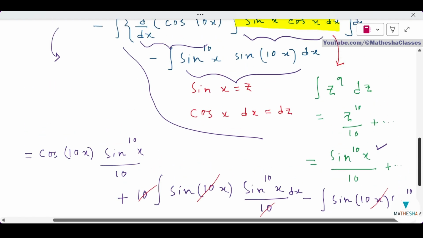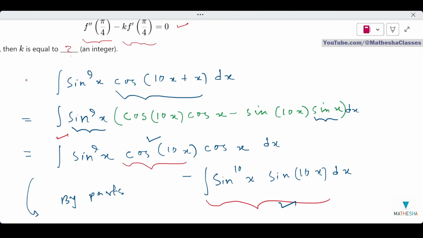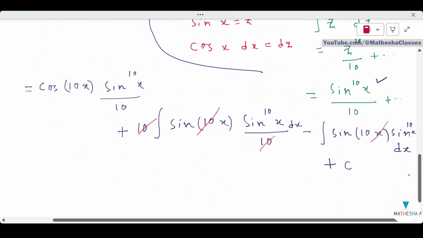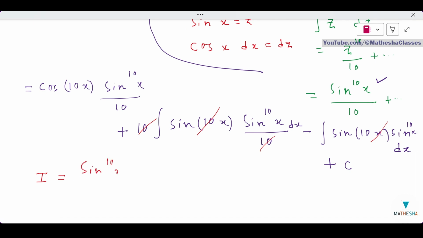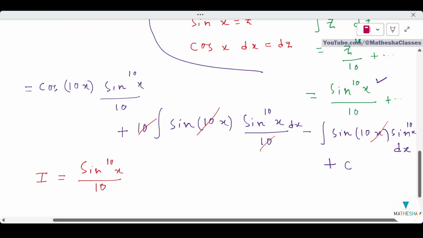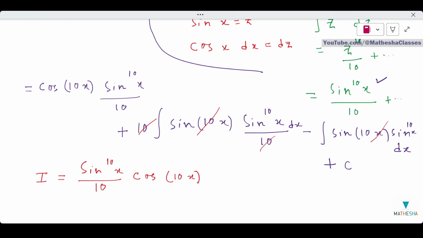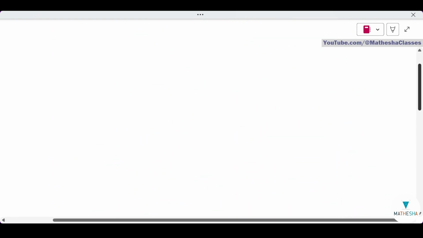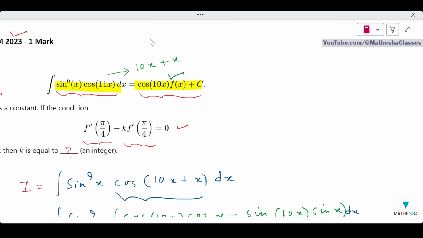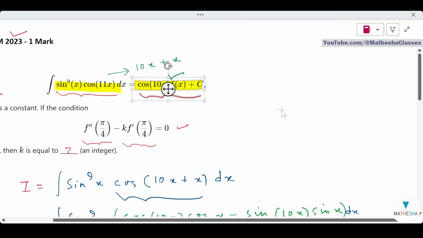So definitely the integration we started with, the value of the integration I will be equal to sine to the power 10x by 10 cos 10x plus c. Now carefully compare this with the expression on the right.